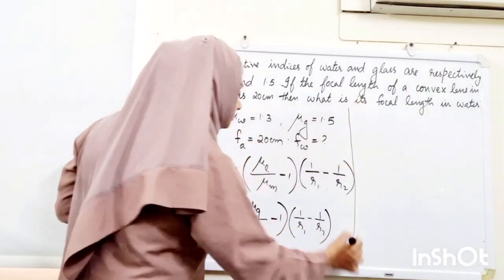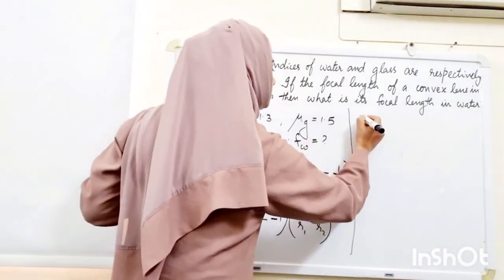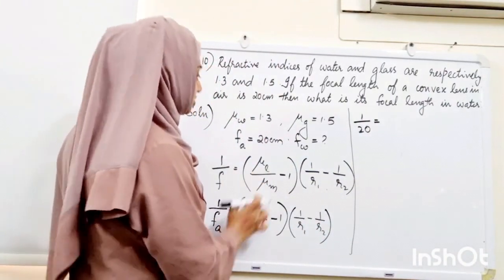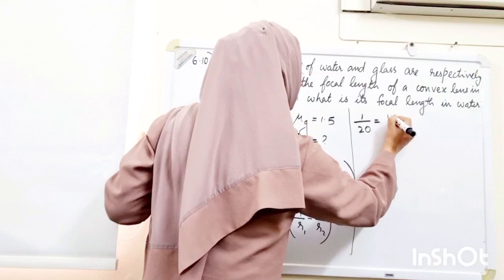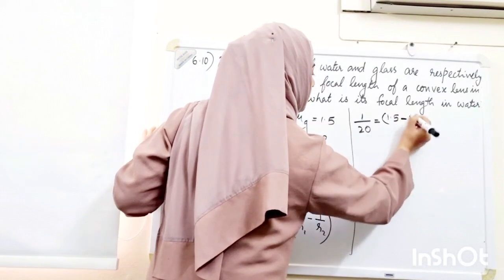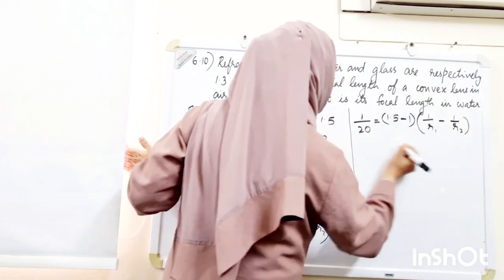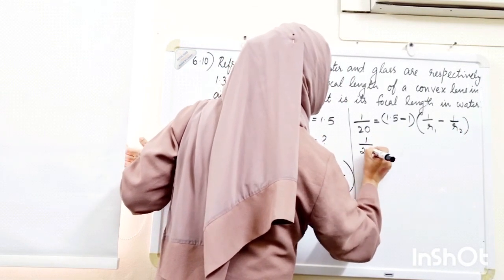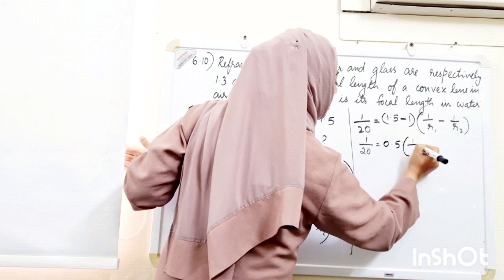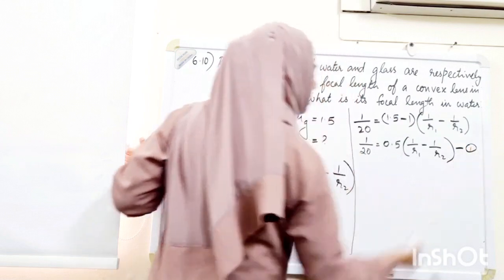So let me substitute the values here. I have 1 by FA. FA is given as 20 centimeter. So 1 by 20 is equal to mu g. Mu g is equal to 1.5. So 1.5 by 1, so no need to write. So 1.5 minus 1 times 1 by R1 minus 1 by R2. Or I can write it as 1 by 20 is equal to 1.5 minus 1 is 0.5 times 1 by R1 minus 1 by R2. This I will take as equation number 1.